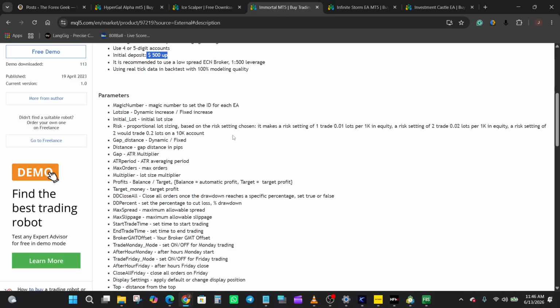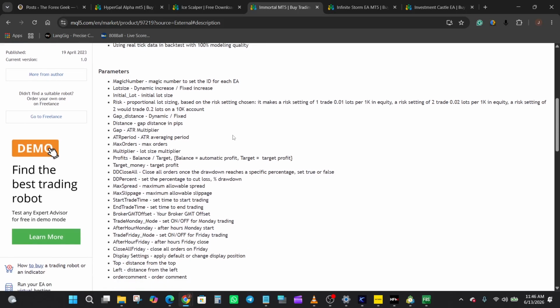The EA includes additional controls for profit management, where users can choose between automatic balance-based profit handling or target profit objectives. Risk management settings are also available, including drawdown protection that can close all open positions once a specified drawdown percentage is reached. There are also practical trading controls such as maximum spread filters, slippage limit, trading sessions scheduling, broker GMT offset adjustments, and optional controls for Monday and Friday trading activity.